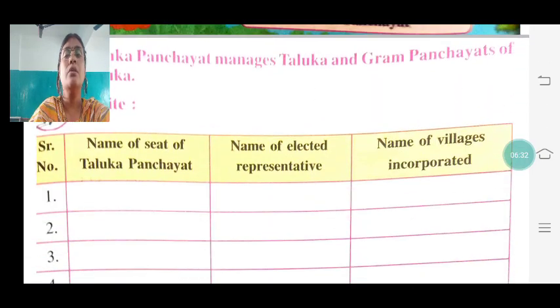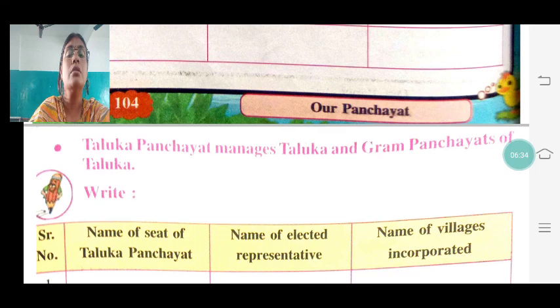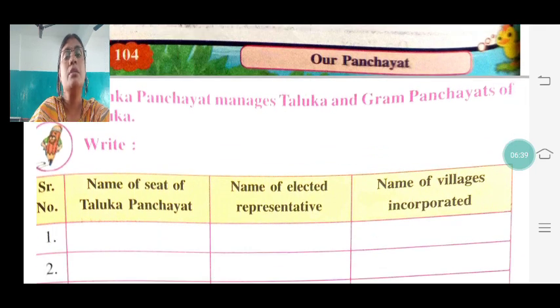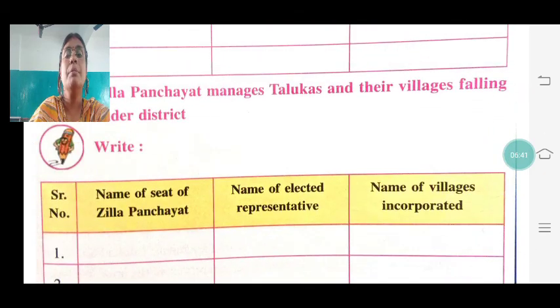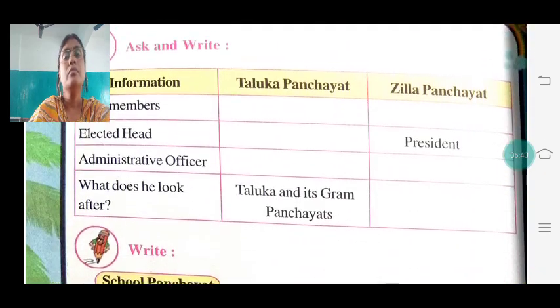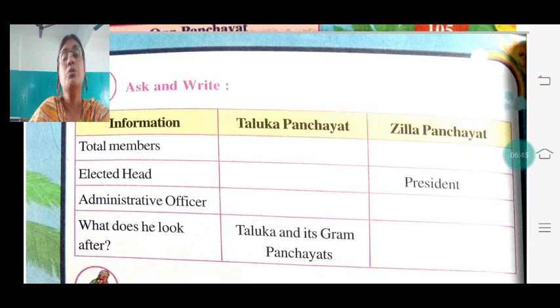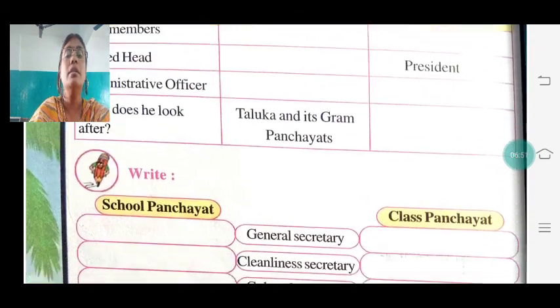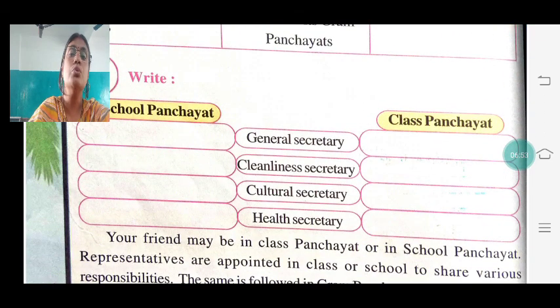So these are not part of your... that is, taluka panchayat manages taluka and gram panchayat, then jilla panchayat, then comes the information of total number of members, elected head, administrative office, who is there to look after, all these things are there. Now come to the school panchayat, meaning in school also we sometimes have elections.